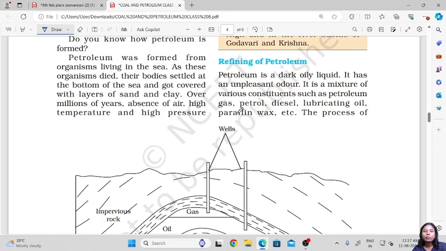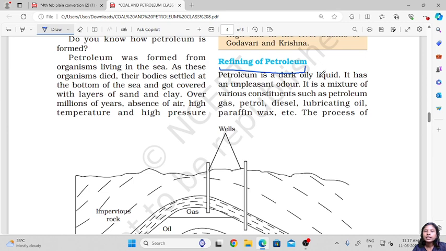Now, refining of petroleum. When I say refining of petroleum, what do we understand here? Basically petroleum is a mixture of many things. It consists of gas, petrol, diesel, kerosene, lubricating oil. All these are constituents of petroleum. So when I say refining of petroleum, what we basically do is we separate out these components from this mixture of petroleum. We get what we want and we discard what we don't want.